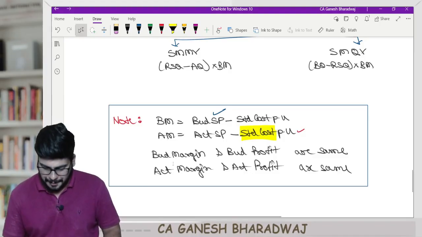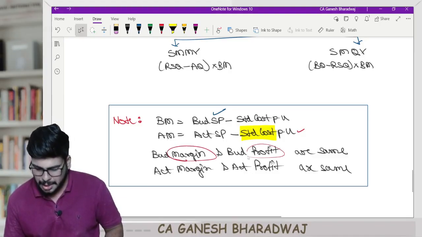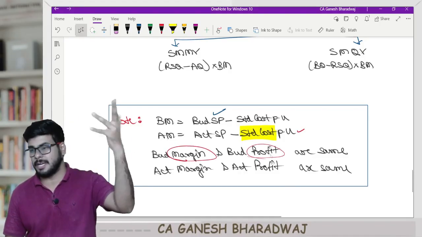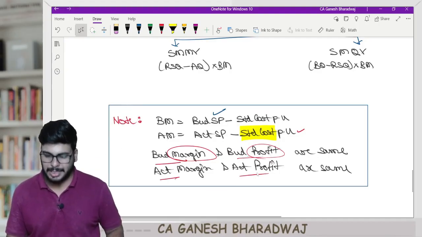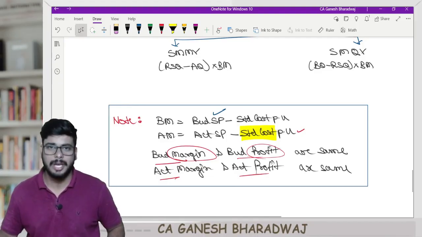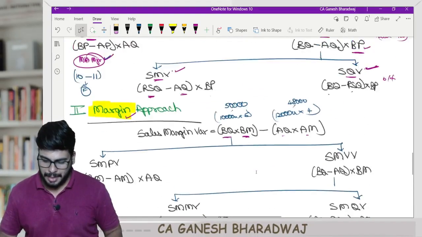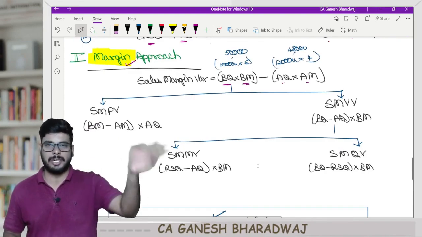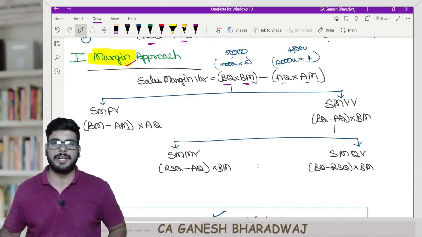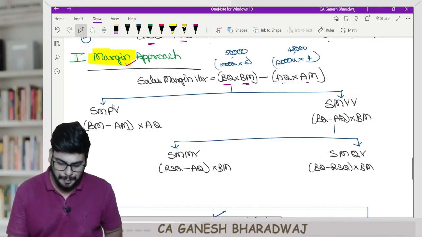And one more thing, the words budget margin and budget profit, the words margin and profit can be used interchangeably. Budget margin or budget profit are the same. Actual margin, actual profit, these are all the same. So now what is your sales margin variance? It's going to be budget quantity into budget margin minus actual quantity into actual margin, segregated into two.